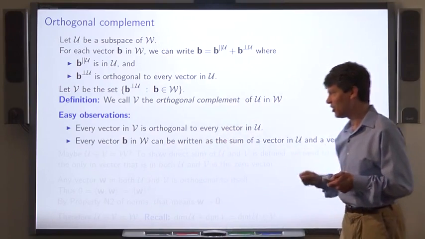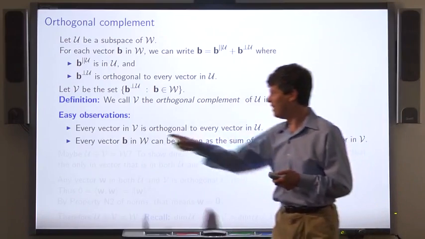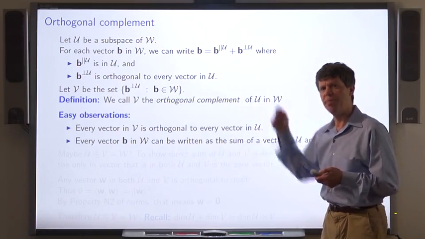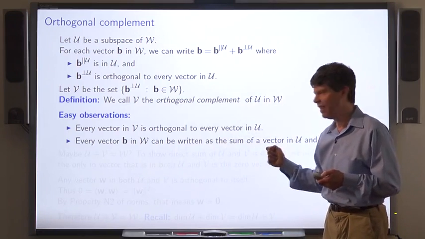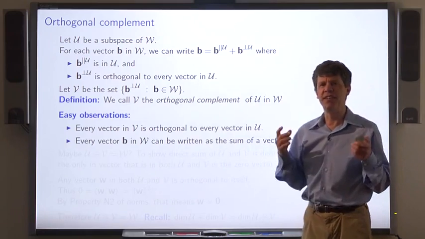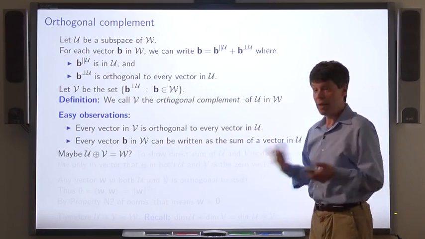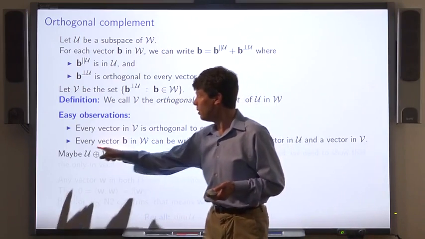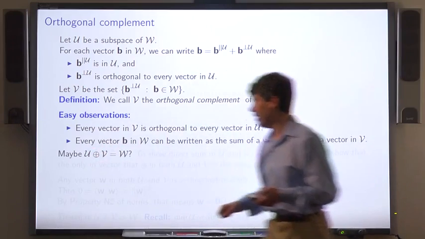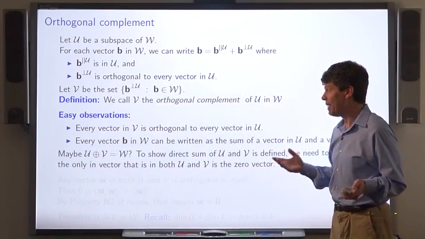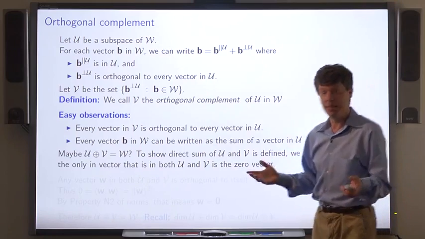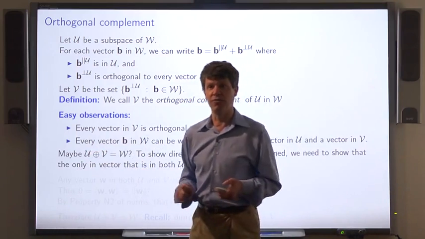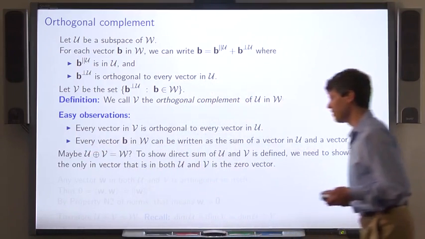Now, the second condition, that every vector in big W can be written as the sum of a vector in big U plus a vector in big V, suggests that maybe there's a direct sum here. So that raises the question, is big W the direct sum of big U and big V? Well, for the direct sum to even be defined, it has to be the case that big U and big V share only the zero vector. So let's see if that's the case.